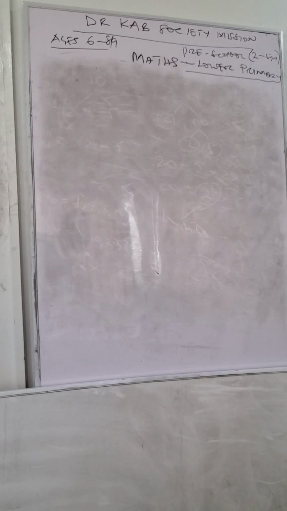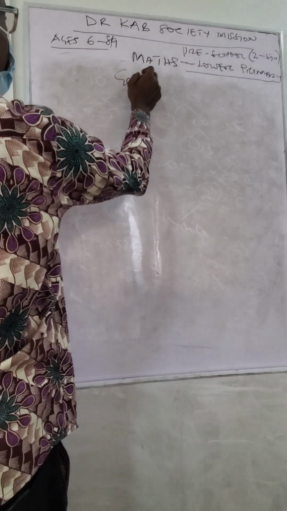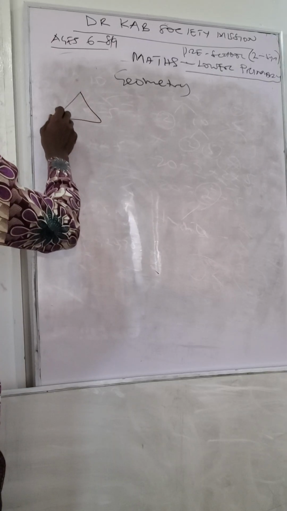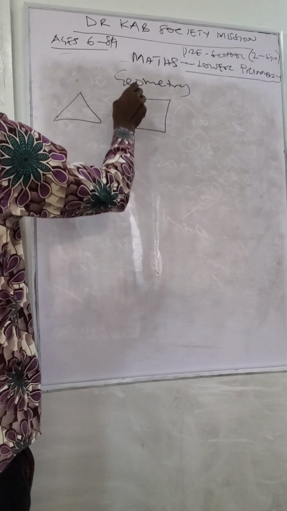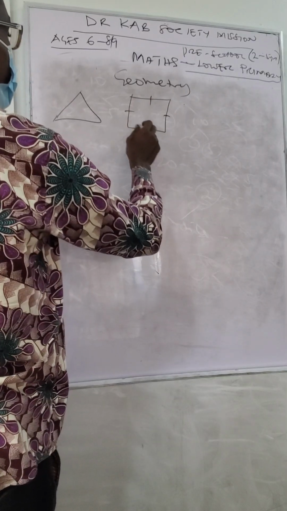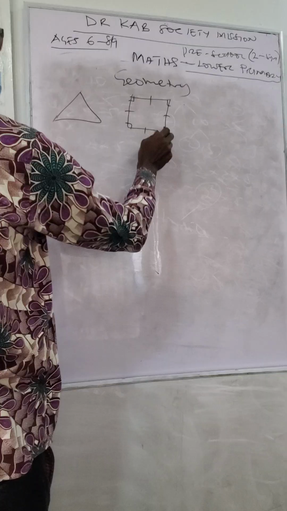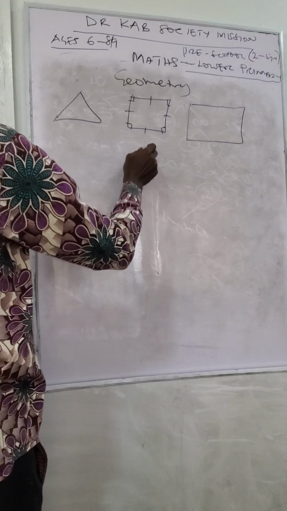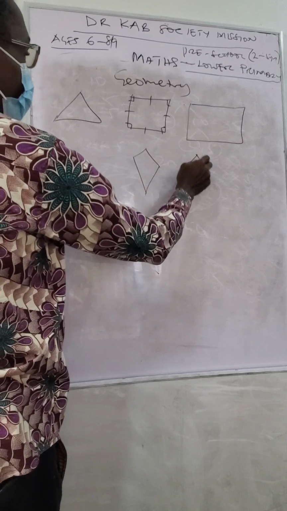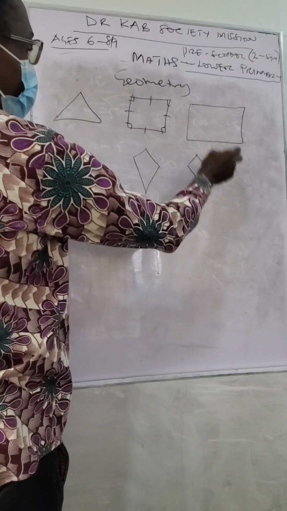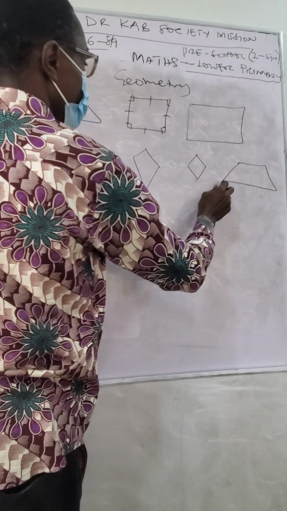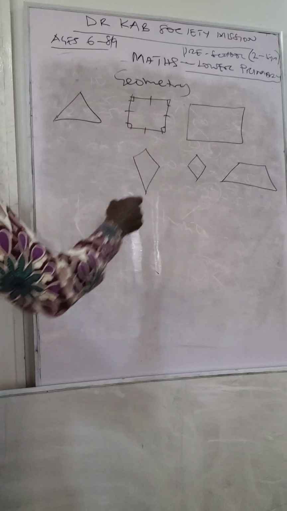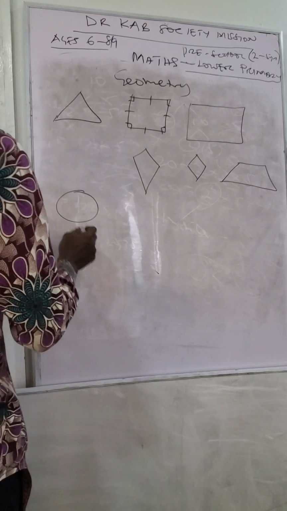On to geometry. So you can look at geometry. Okay, so we can have a triangle, we can have a square, we have a rectangle, we have a kite, rhombus, okay, we have a trapezium, and so on. Okay, so the various shapes, you let them go through. Then I have a circle. So these are the plane figures.